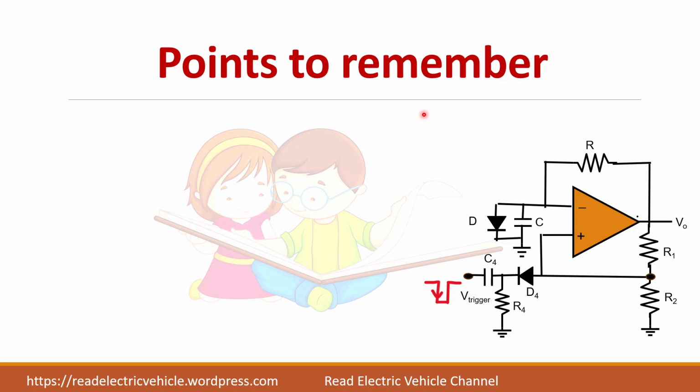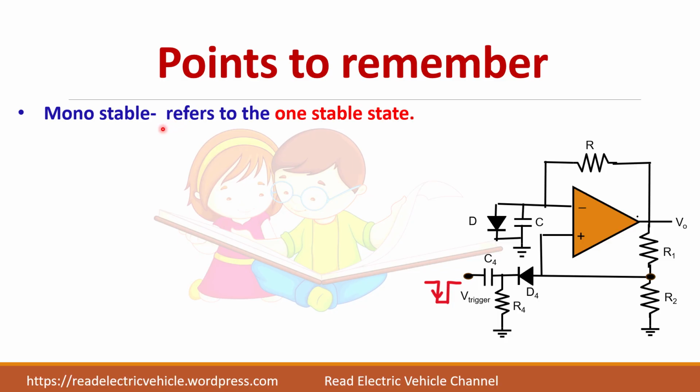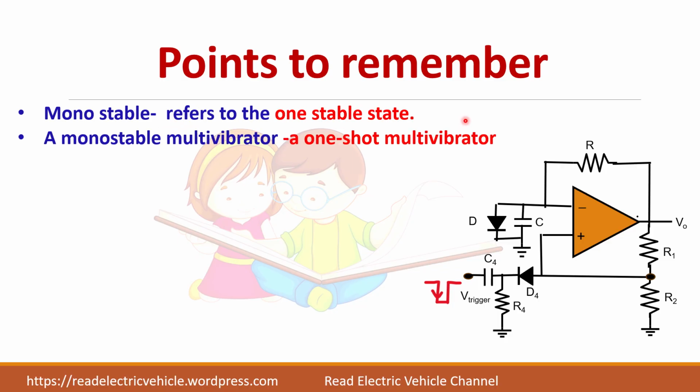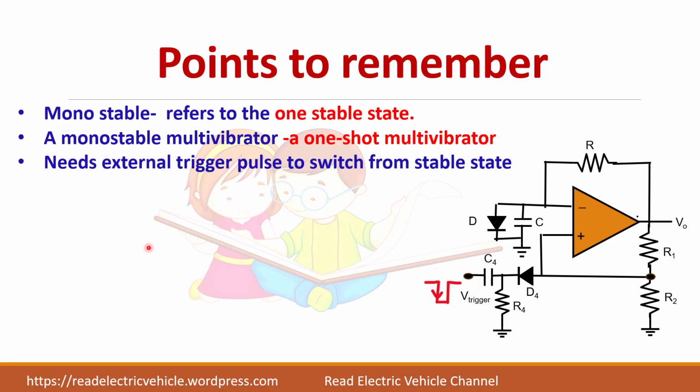So the points to remember in monostable multivibrator is that monostable means it has one stable state. It is also called a one-shot multivibrator. It needs an external trigger pulse to switch from stable state to quasi-stable state. And the time period of the pulse of the monostable multivibrator is given by 0.69 RC.